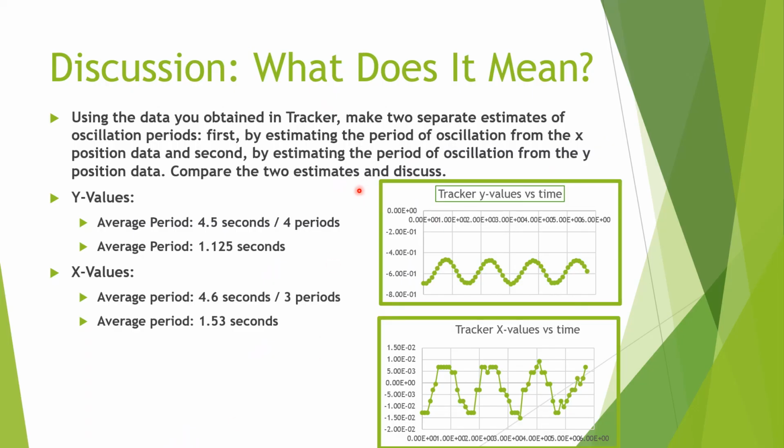This is a graph of our Tracker y values, and this is a graph of our Tracker x values, both versus time. So the average period for the y value is much less than the average period for the x values, and that's because the y value is the actual fluctuating motion based on the opposing spring forces and gravitational forces, while the x values were just random and minor oscillations. As you can see, there's actually very little change. These y values are very small.